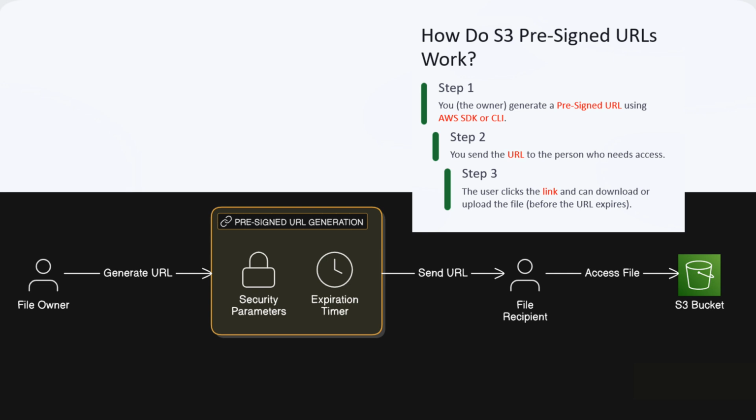Now we will see how S3 pre-signed URLs work. The file owner generates a pre-signed URL using the AWS SDK or CLI. The file owner sends the URL to the person who needs access. The user clicks the link and can download or upload the file before the URL expires.